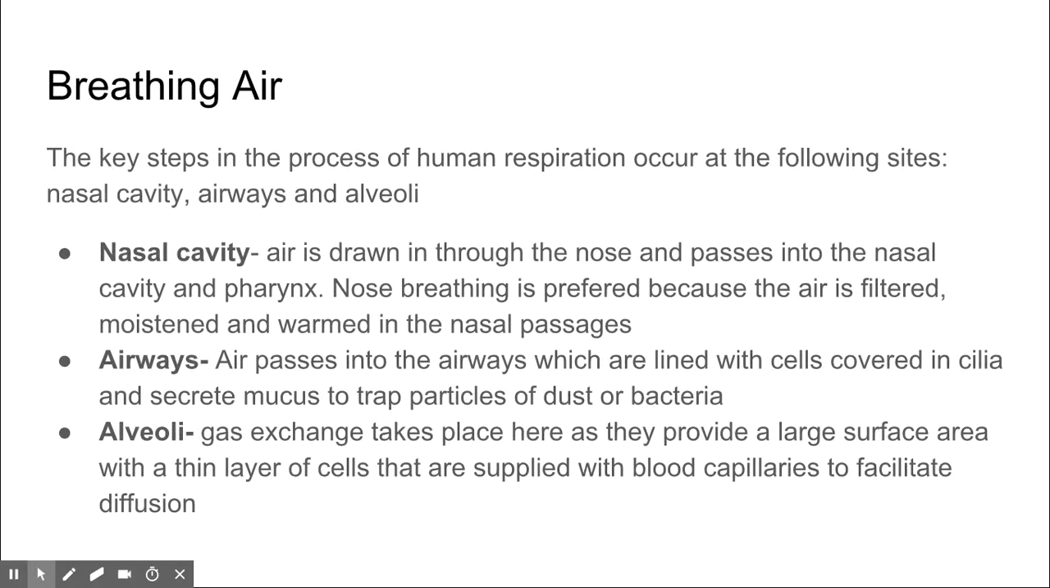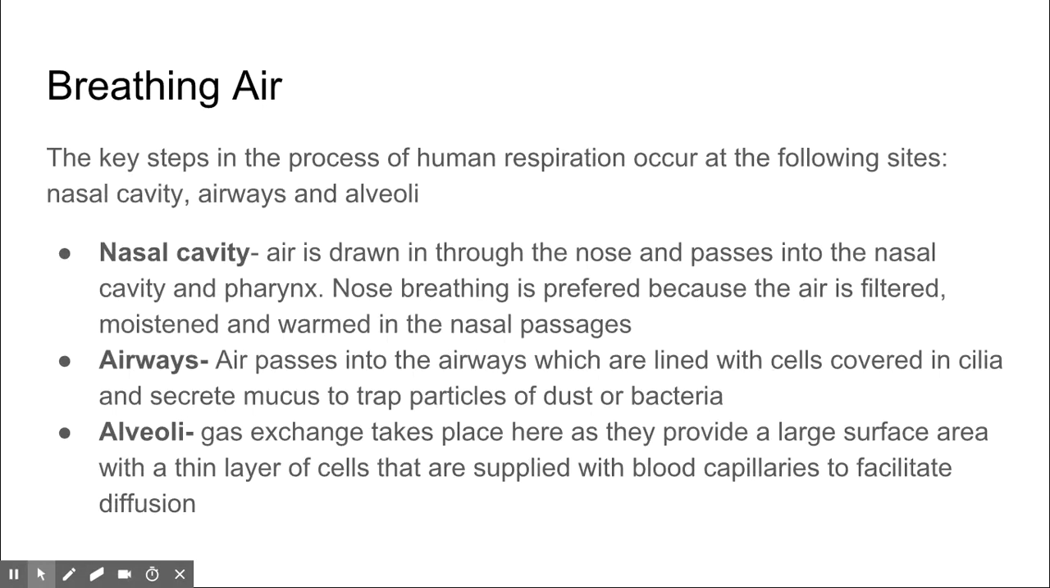So the way in which humans breathe air takes a few pathways, and the first and key part is the nasal cavity, where we see air drawn in through the nose and then passes into the nasal cavity and the pharynx. And this is the preferred method of breathing, and it's the way in which we teach young people to breathe when they're first starting sport. This is because nose breathing actually filters the air as it passes through the nose. It's also moistened by the surfaces it passes by, and it's warmed in the nasal passages to ensure that the oxygen is able to be efficiently transported through the membranes later on in the process.